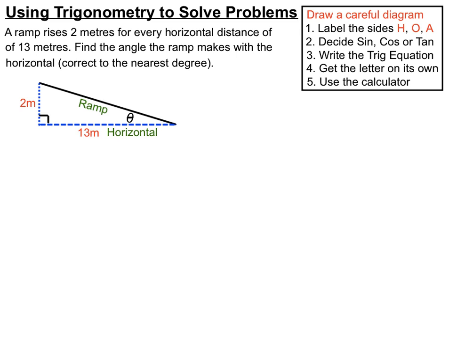Okay, so that's our diagram. It's interesting, it's a bit different because we've got two sides given to us, and we've got to try and find a missing angle, which we're going to represent by that theta symbol there.